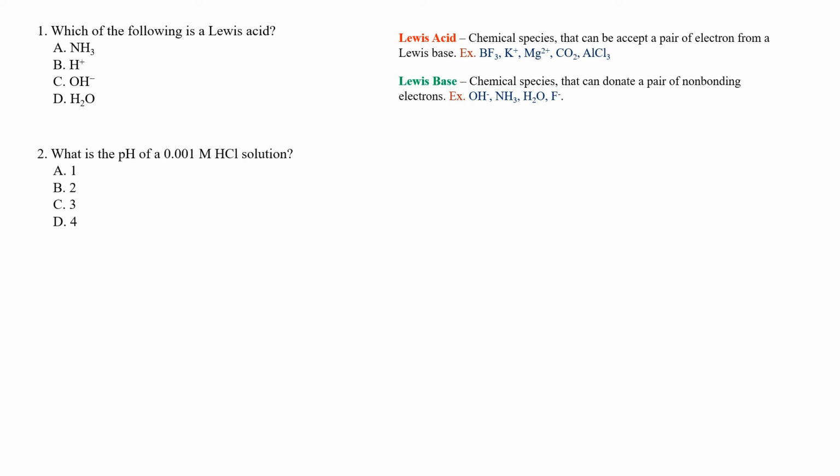Question number 2. What is the pH of 0.001 molar HCl solution? HCl, hydrochloric acid, is a strong acid. Strong acids dissociate into ions 100%. They are completely ionized into H plus ions and chloride, Cl minus, ions. Then the H plus ion concentration is the same as the HCl concentration. pH is equal to minus log H plus concentration. Minus log 0.001, then pH is equal to 3.